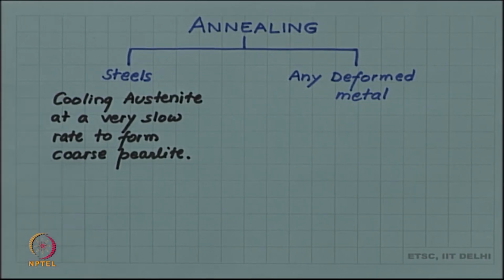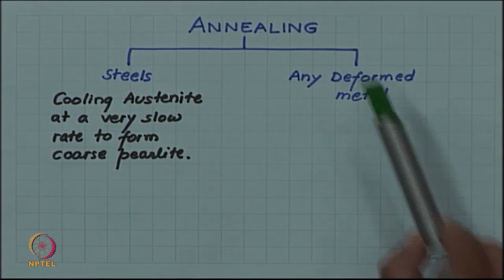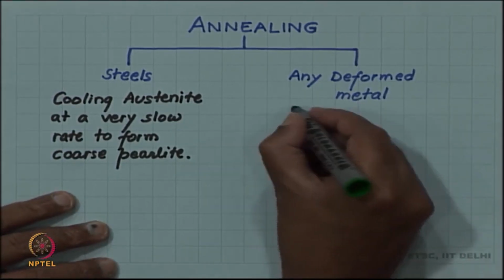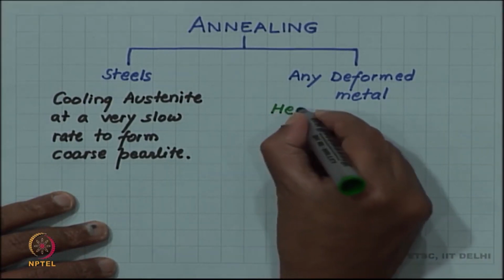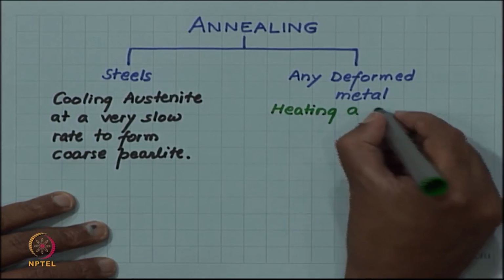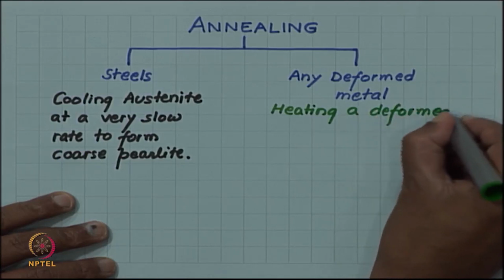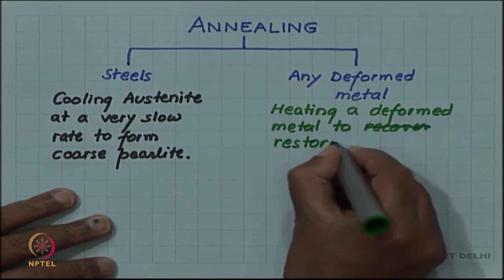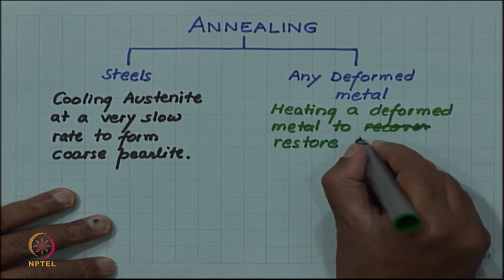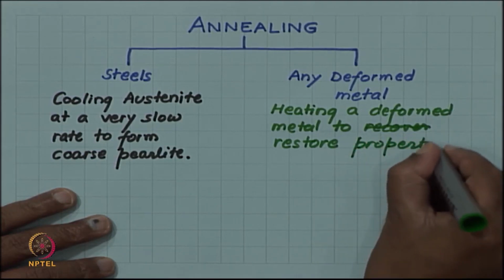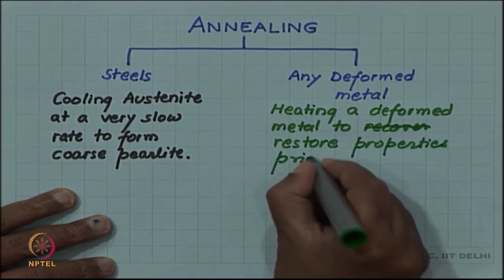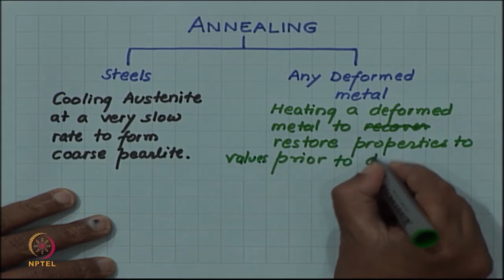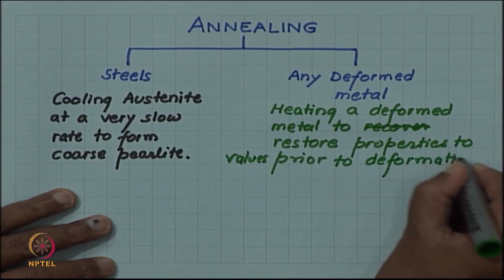But there is another sense in which annealing is used in materials engineering, and that is also called annealing, and that is applicable to deformed metals. So, in this case it involves heating a deformed metal to restore properties to values prior to deformation.